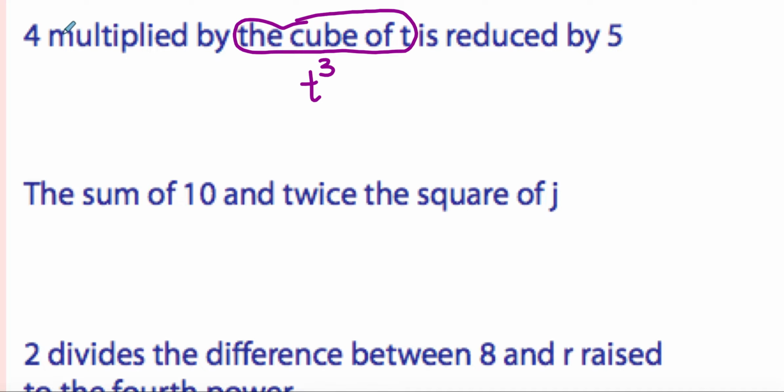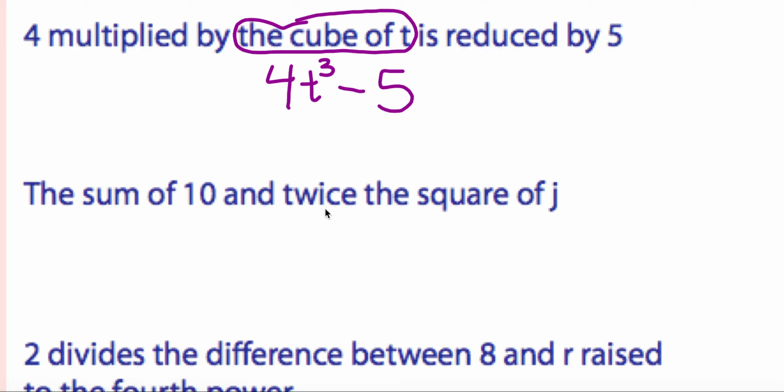So this says 4 multiplied by the cube of t. So I want to take 4 and multiply it by the cube of t. And that this is reduced by. Reduced means to subtract. So I'm going to reduce it by 5. This one wasn't terribly confusing other than the cube and what that stands for, but you still need to work slowly to make sure that you are fully understanding.